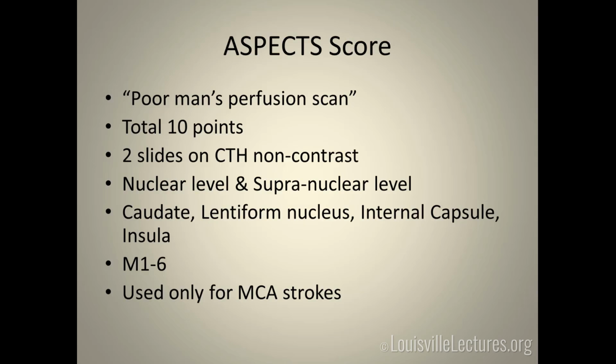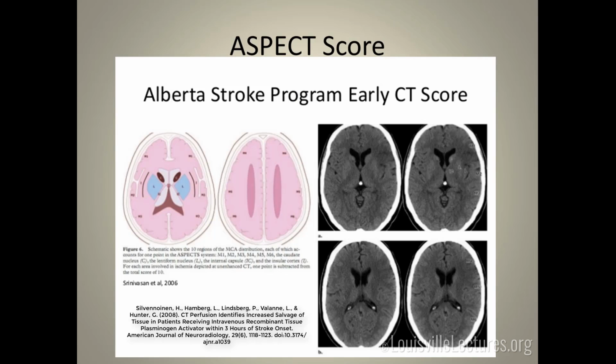The reason it is called poor man's perfusion is because this is based just on the plain CT head. There are 10 points, we give 1 point for each of 10 different areas, and if I see any hypodensity, I take that point out. So if the score is 10, it is a normal CT head, versus if the score is 3 or 4, that is a poor scan, and that patient is going to have a large core already. The core will look hypodense. And it's mainly used for MCA strokes.